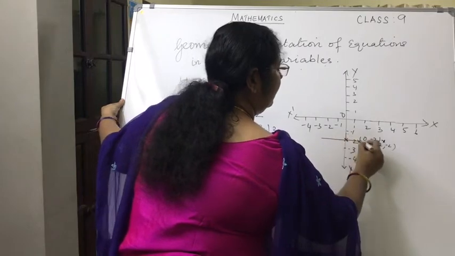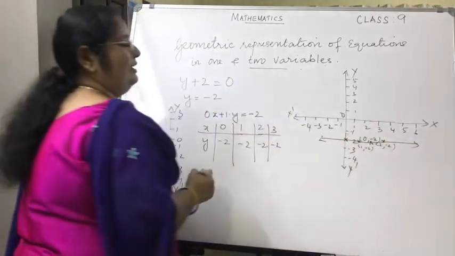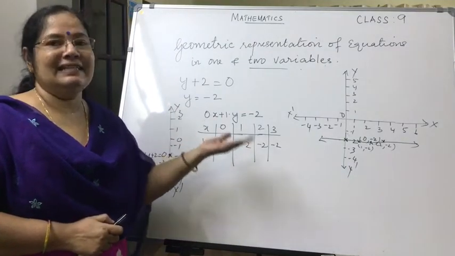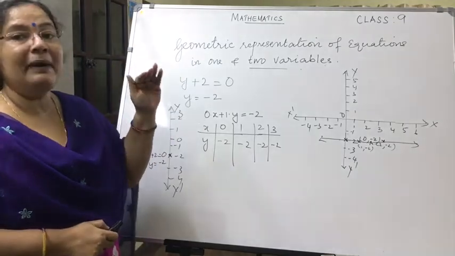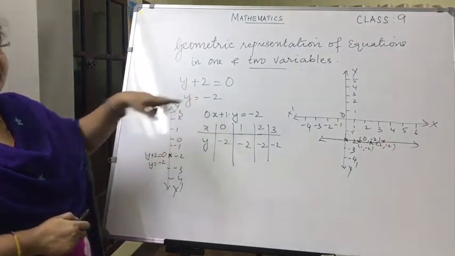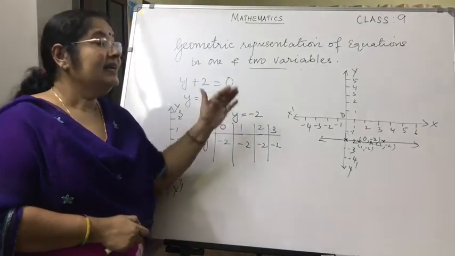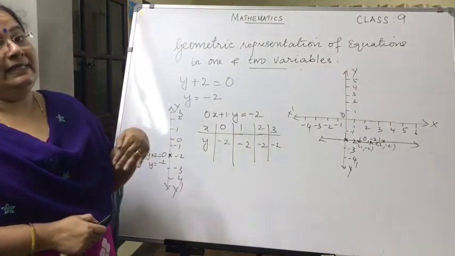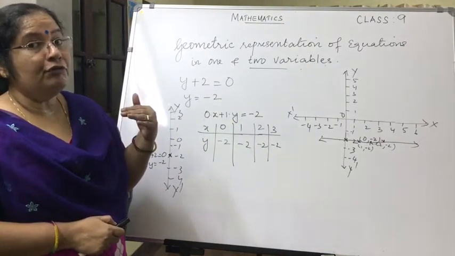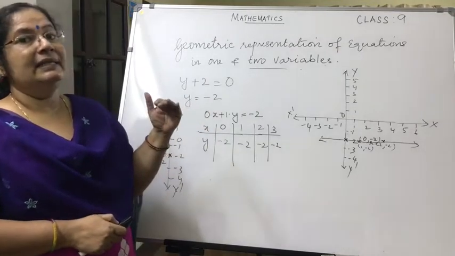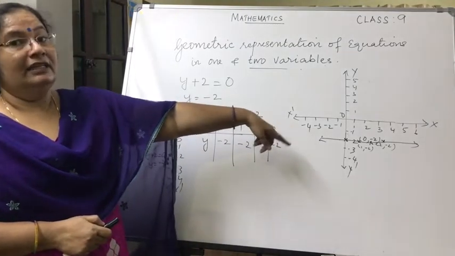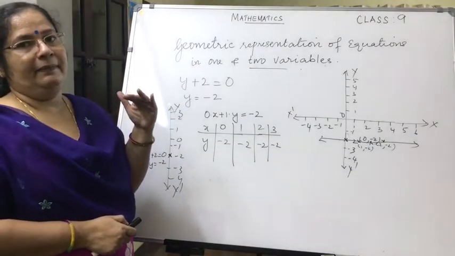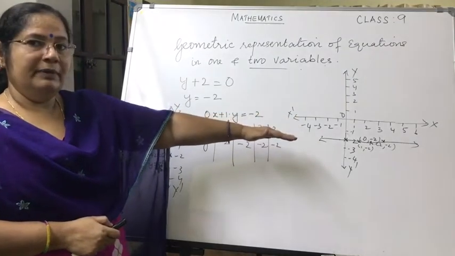So how will the graph be? The graph will be a line parallel to x-axis. So when y equal to something is given, the graph in two variables will be parallel to x-axis. How many units? 2 units away from the x-axis, along the negative y-axis, at minus 2. So understood how the graph will be?